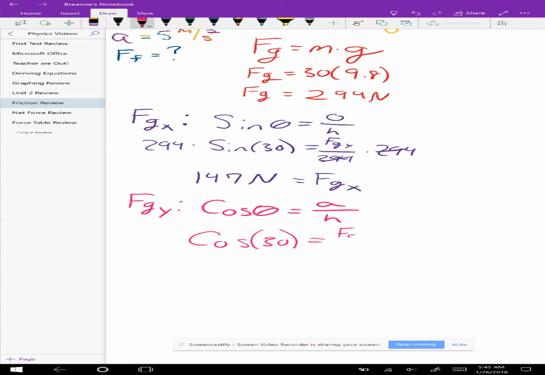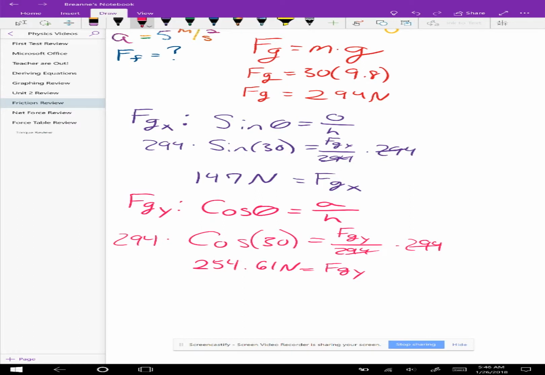The force of gravity in the y, hypotenuse, big number. We'll just multiply by both sides, and you get your force of gravity. So you do cosine of 30. Again, make sure you're in degrees. I feel like if I say it enough, you'll just start checking it in your sleep. Okay, so 254.61 newtons.